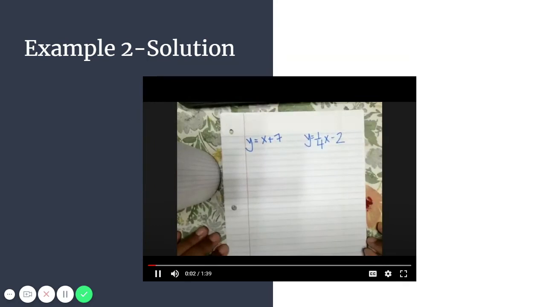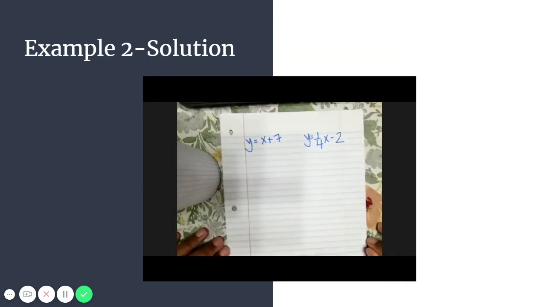Let's look at the solution to example 2. In example 2, we need to look at the given equations and determine the slope and the y-intercept. Let's start with the first equation.